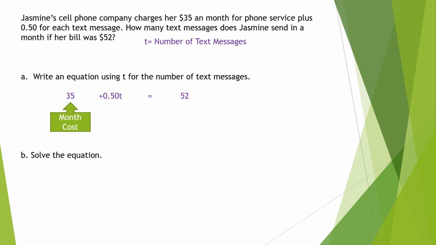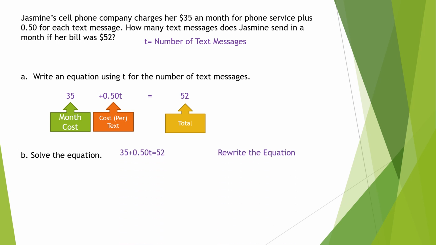We're going to write an equation for T for the number of text messages there. So the first thing we have is the month cost. That's $35. The 0.50 times T, that's 50 cents per text. And then the $52 was the total for her bill. So the monthly cost and the cost per text work together to give her the total cost of her bill. So the first thing we do to solve is to rewrite that equation. Okay, we're going to do the same thing. We're going to subtract 35 from both sides.